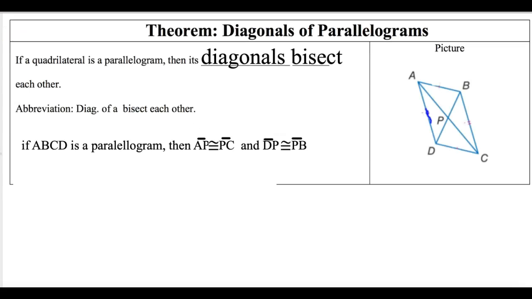All right, we're moving on to 6.2, day 2, a little bit more about parallelograms. So we'll move on. This theorem states that the diagonals of a parallelogram actually bisect each other. And so this is a nice strategy that we can use to prove things using algebra. So these two segments, AP and PC, are going to be bisected, which means they're going to be congruent. And then here, DP and PB are going to be congruent.